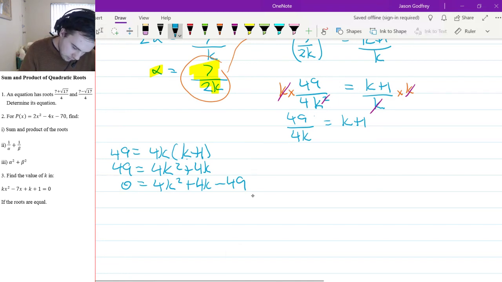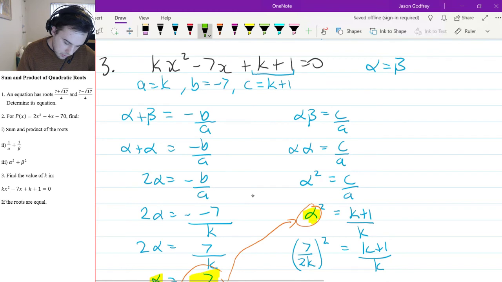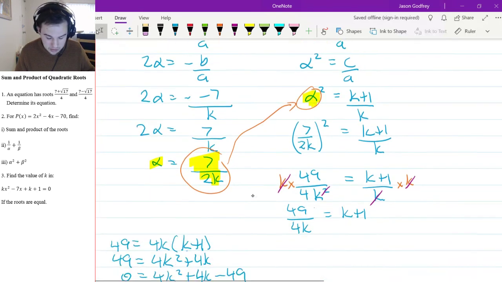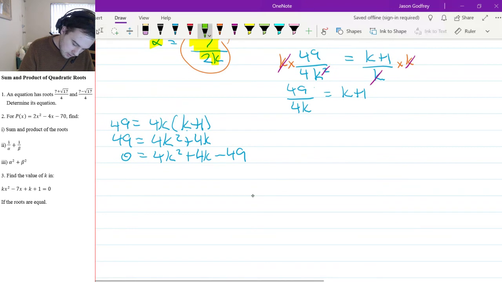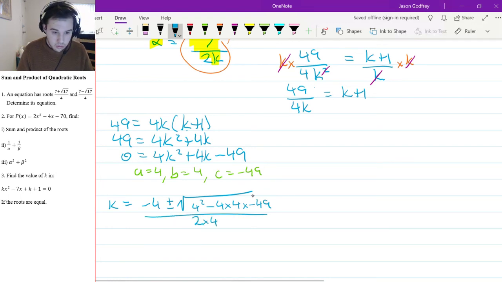So I'll use green for this because this is up here. A, B and C was for this equation, and then from that equation we developed an equation to figure out what k is, but this will be a different A, B and C. So now this is A, B and C for this equation to find k. A is 4, B is 4, and C is negative 49. So k equals negative b plus or minus the square root of b squared minus 4 times a times c, all over 2a, which you'll recall is on your formula sheet.